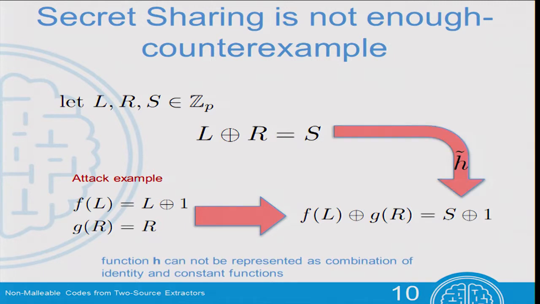And if you remember the first definition, we said that for an adversary which changes S to S plus 1 with function H tilde, if the code is non-malleable, the H tilde can be represented as a combination of constant functions and identity functions. The function S plus 1 clearly is not a combination of such functions, thus this is not a non-malleable code. So we know that it has to be secret sharing, though secret sharing is simply not enough.